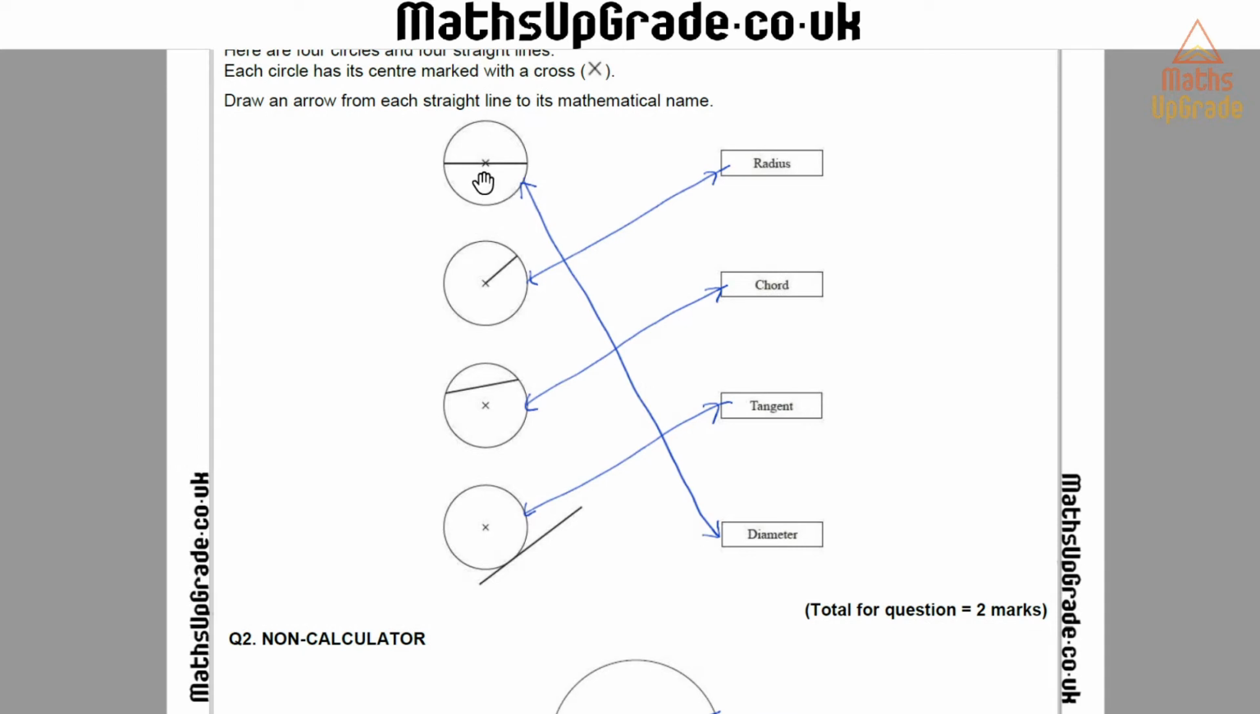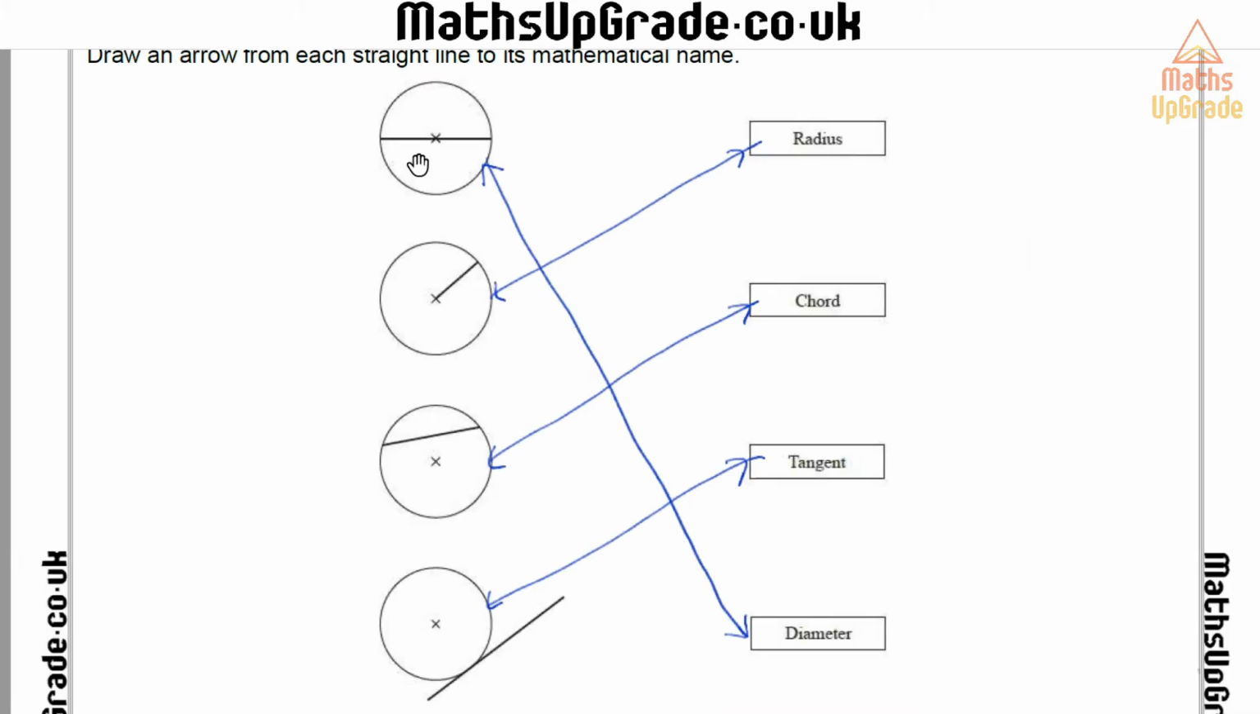Okay, remember a diameter is from edge to edge straight through the middle. So that's a distance from edge to edge straight through the middle. So that's the diameter there. Okay, the radius is half the diameter. So from the center to the edge, so there's the radius.